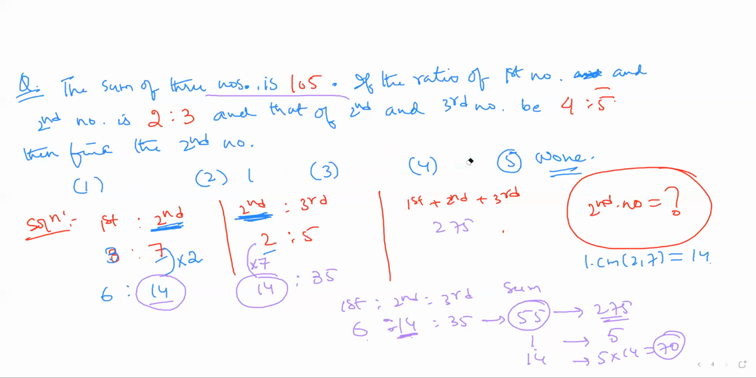And let me change the options also. So options are 35, 24, 36, 45, and none. Okay, so the answer is going to be 36. Right. So we have covered two concepts: one is the sum and difference concept, and then finding the ratio of the three numbers, right? Okay, let's move to another concept.